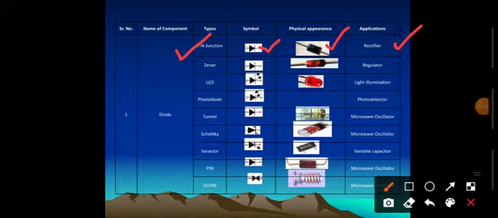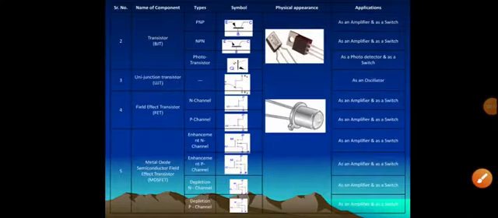There are different types of diode like Zener diode, LED meaning light emitting diode, photodiode, tunnel diode, Schottky diode, etc. Just for the purpose of knowledge I have shown you all these types, but as far as your syllabus is concerned, only the PN junction diode is there in your syllabus. Now let us move to the next slide.